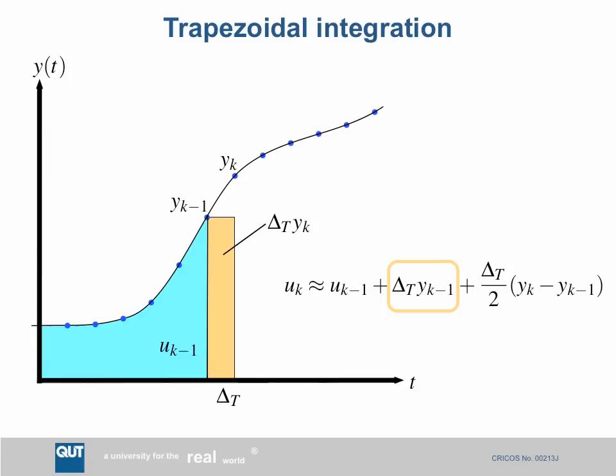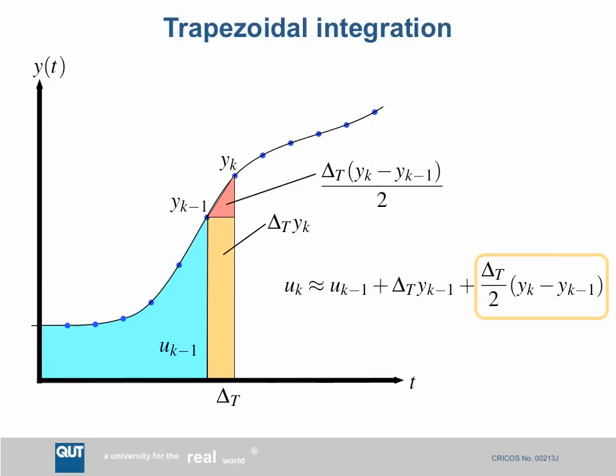So let's add a little wedge on the top here, a little triangular piece, whose width is delta t and whose height is yk minus 1. We divide it by 2 to give us the area of the triangle. And we're going to add that on as well. So here is a more polished expression for the area underneath the curve. The previous area plus the area of the orange rectangle plus the area of the red triangle. Here's an expression for an integral. Now, we can simplify that, and it's a reasonably tidy expression.